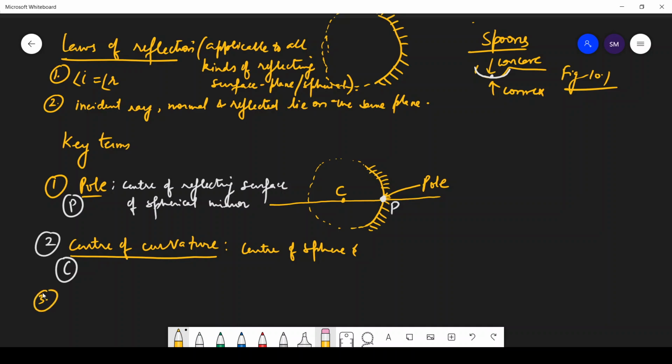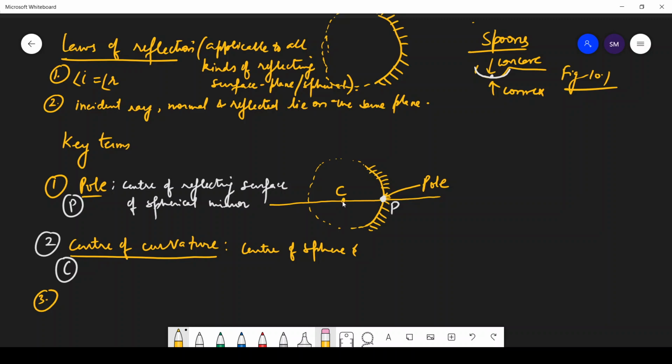Now, third key term. So important thing is, is C a point on the mirror? No, C is not a point on the mirror. P, the pole, is a point on the mirror, but C, the center of curvature, is not a part of the mirror, but it lies outside the reflecting surface. So this is your reflecting surface, so it lies outside. P lies on the reflecting surface, but C lies outside the reflecting surface.